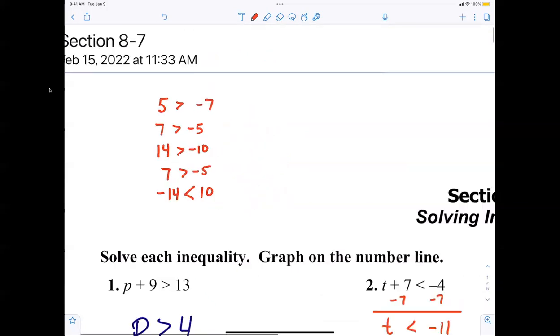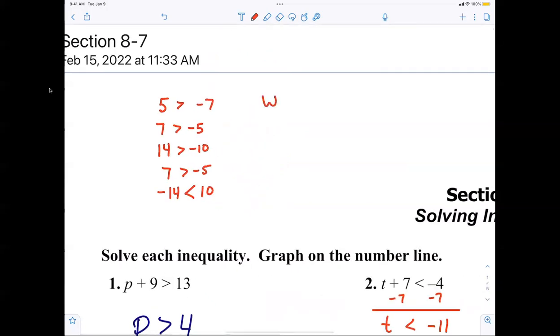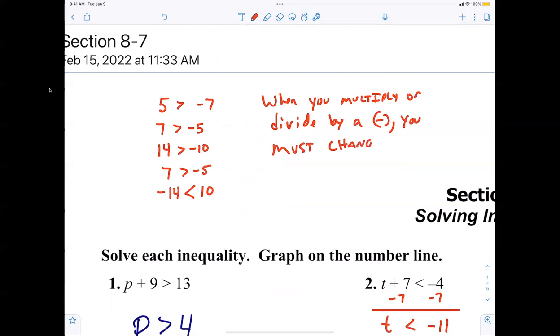So your note at the top should be: when you multiply or divide by a negative, you must change the sign.